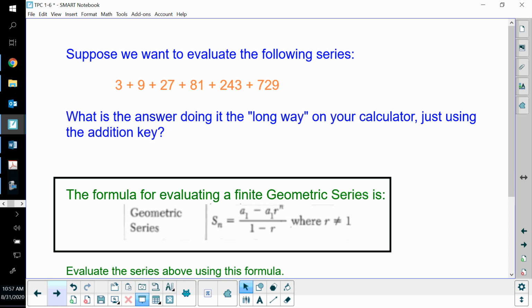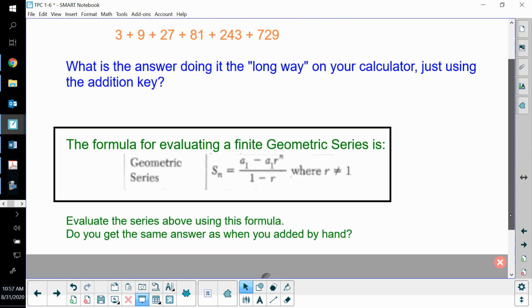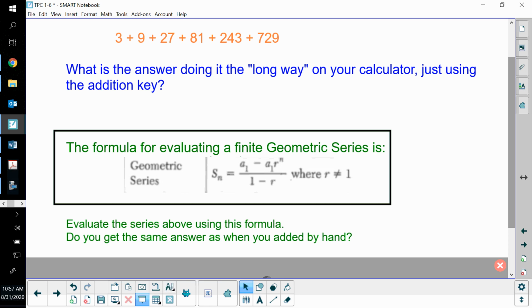So you could add them all up individually, that's the long way, or there is a formula. And this is on your reference sheet. You do not have to have it memorized. So we're finding 1, 2, 3, 4, 5, 6 terms. So we would be doing S6.